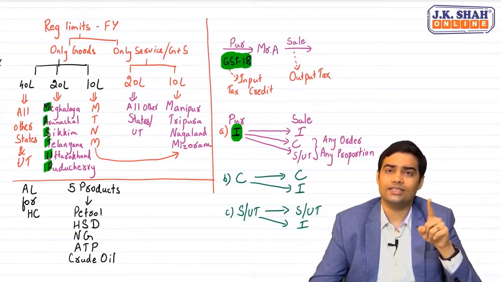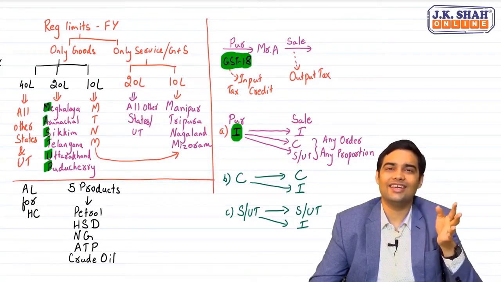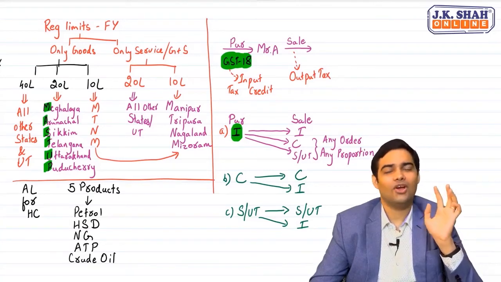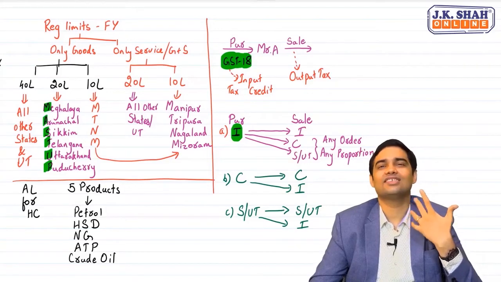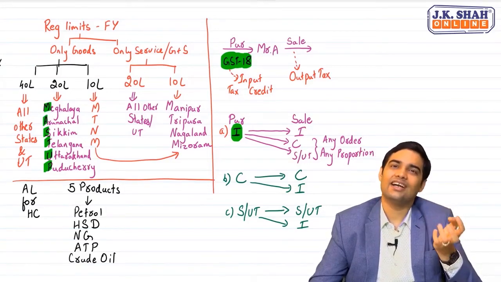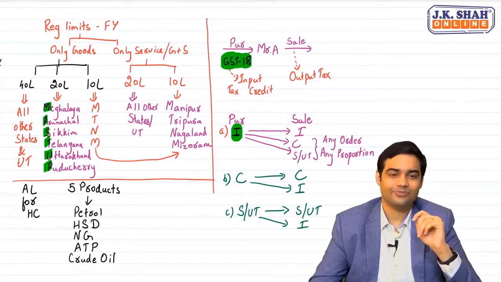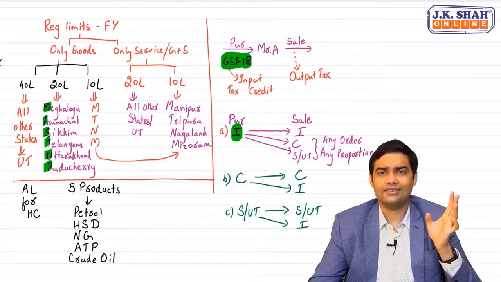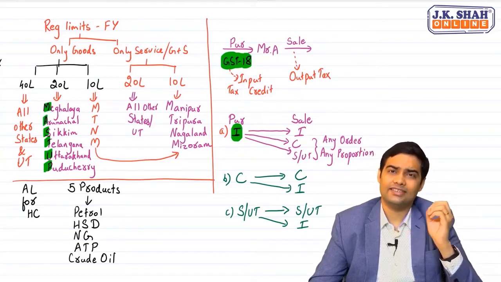Careful with these 5. Don't mix it with all the oils or all the fuels which are there. Not everything is outside GST. Only these 5. Because the taxes on these 5 is very high and government did not intend to bring it under GST. So tobacco. Tobacco is liable to all kinds of taxes including compensation cess.